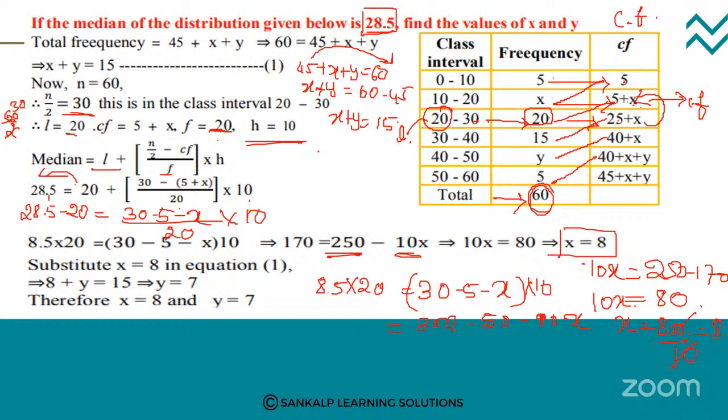Now substitute the value of X equal to 8 in equation 1, because in order to get the value of Y, equation 1 is X plus Y is equal to 15. X value is 8 here. 8 plus Y is equal to 15. Transfer this 8 to the other side, then Y is equal to 15 minus 8, that is Y is equal to 7. Therefore, X is equal to 8 and Y is equal to 7. So this question can be asked for 3 marks. Understood? Shall we move to the next question?